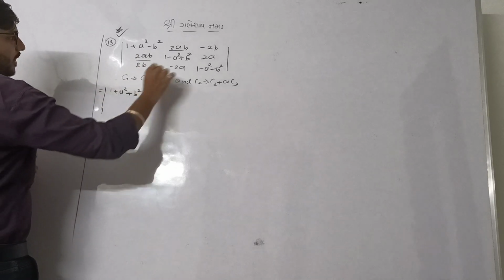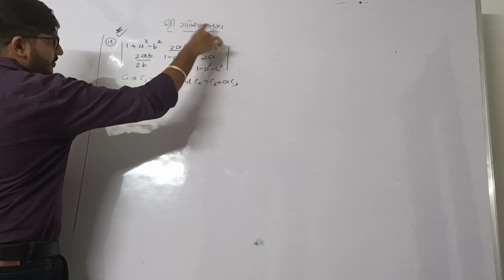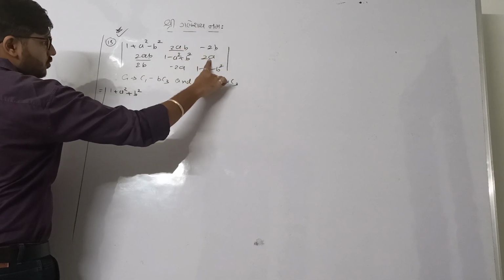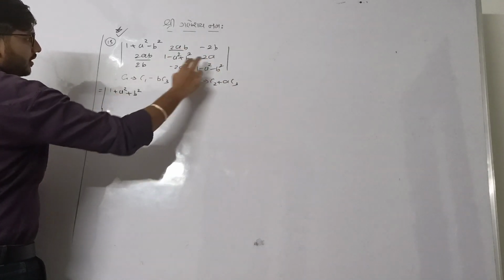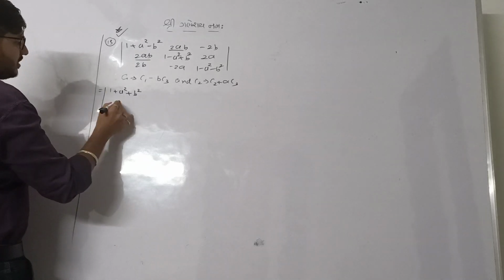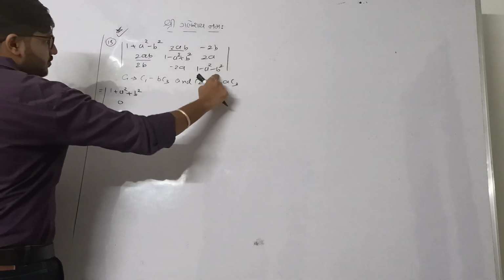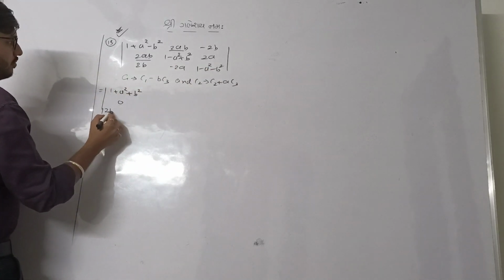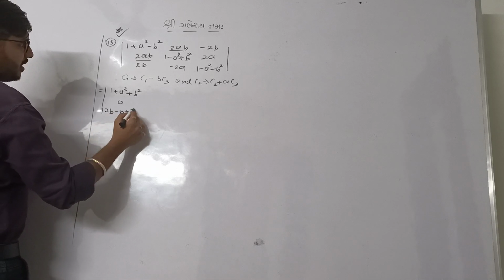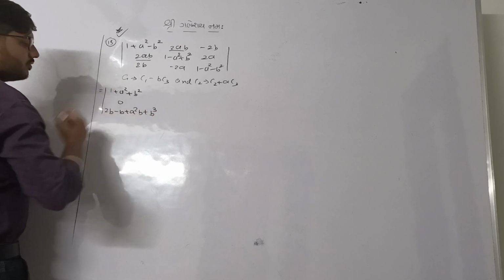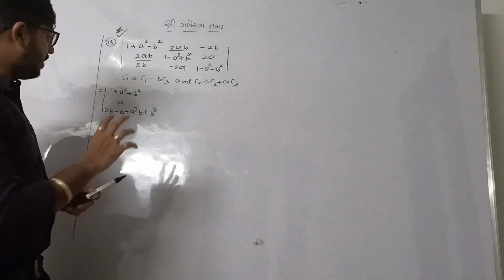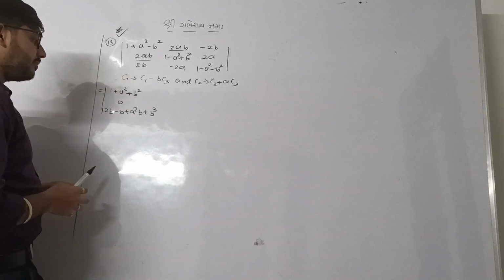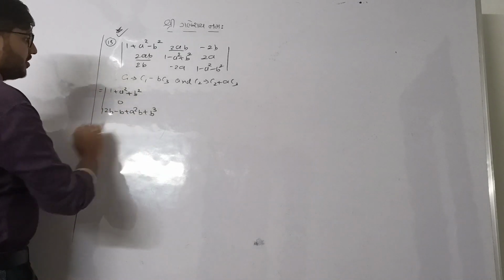Now be careful. As you multiply the column with minus b, this will become minus 2ab. So minus 2ab plus 2ab, that is 0. And when you multiply this with minus b, we will get 2b minus b plus a square b and plus b cube. Right? So you have to be very careful by using this operation.